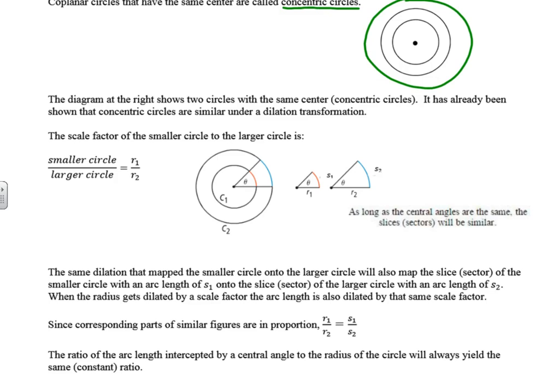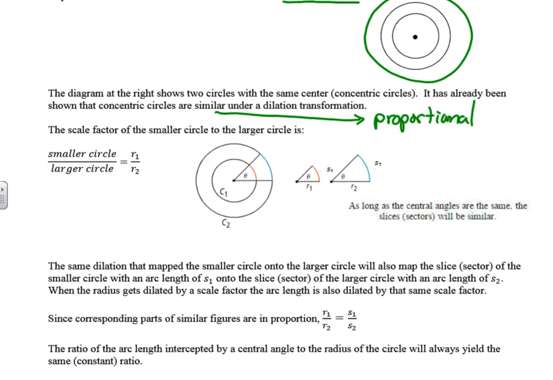And so the scale factor of the smaller circle to the larger circle is the radius of the smaller one divided by the radius of the larger one. So we want to think similar, you should think proportional. Similarity means that things are proportional to each other. So we have a ratio.